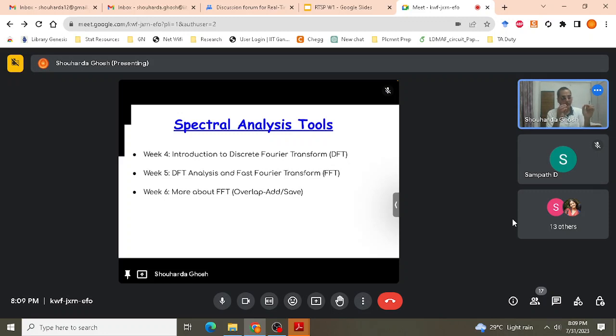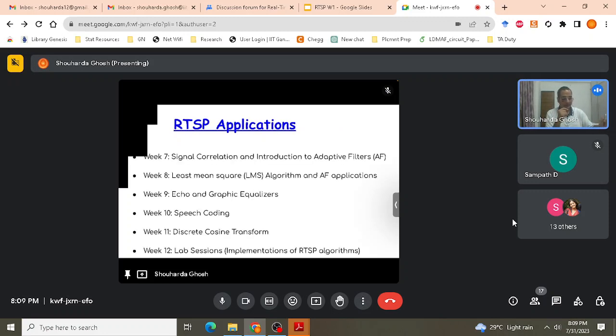Try to understand that FFT is not a separate transform in itself. It's a more efficient implementation of the DFT. FFT tries to break things into smaller groups and keeps breaking until you reach the smallest unit. We'll study more in the later weeks, and in week 6 we'll talk much more about FFT, like overlap add and overlap save.